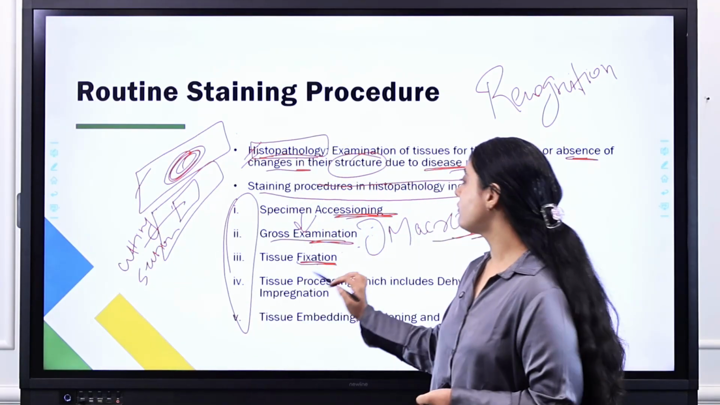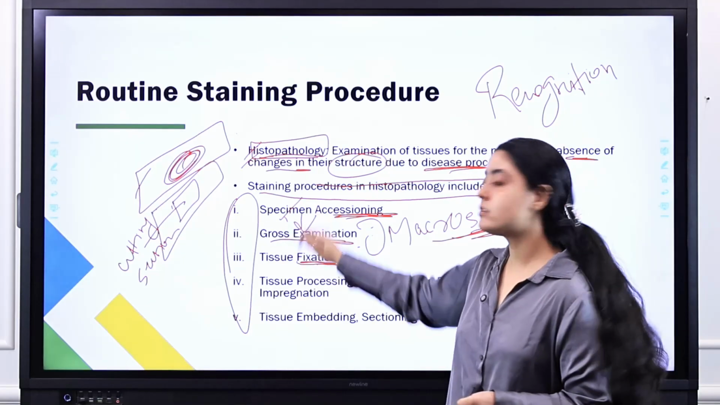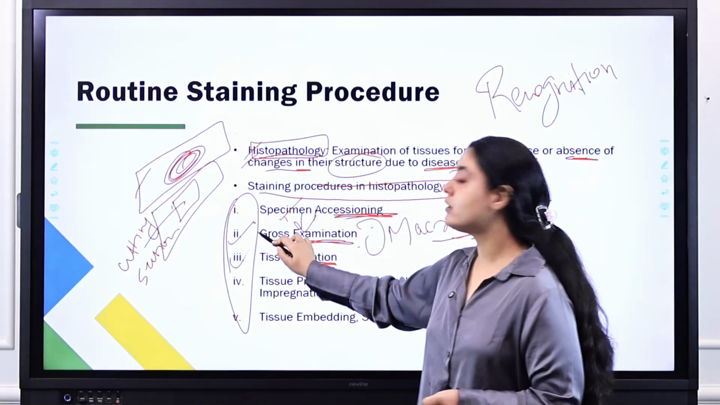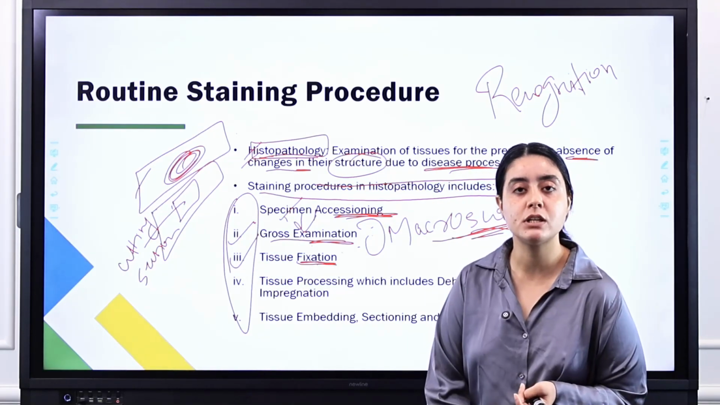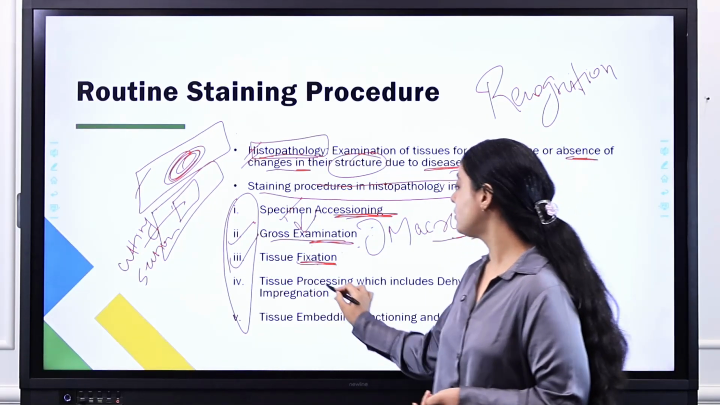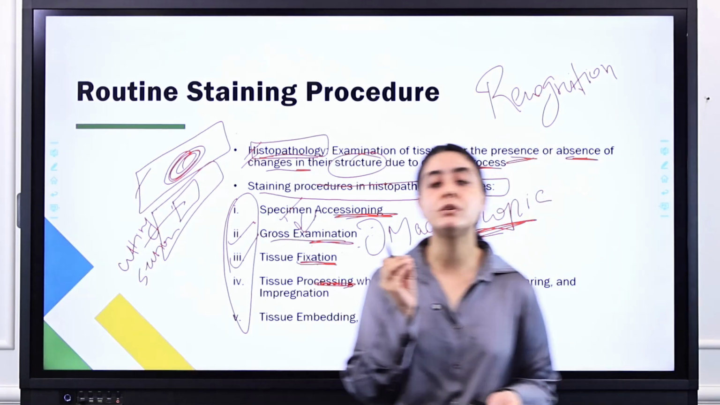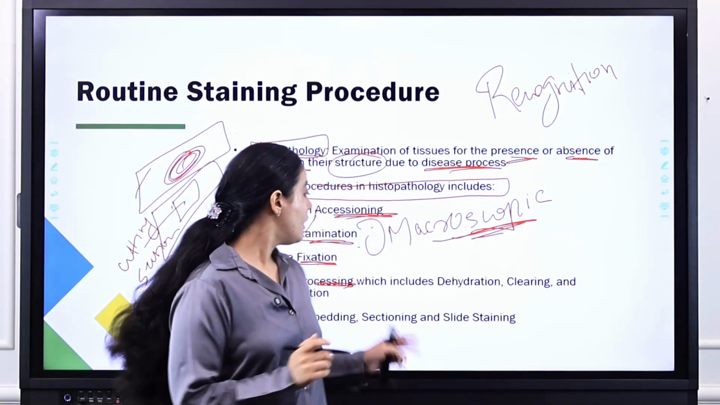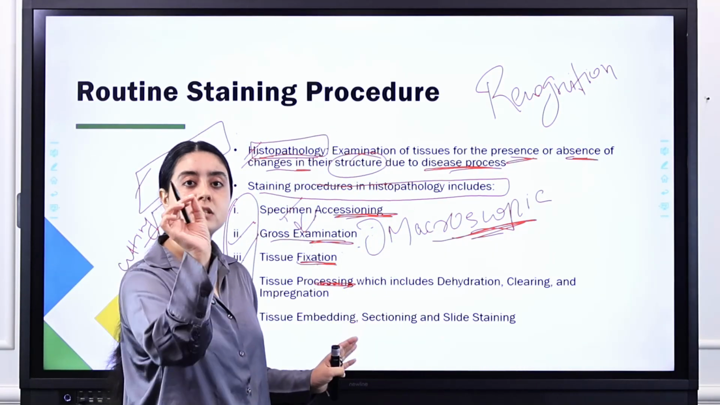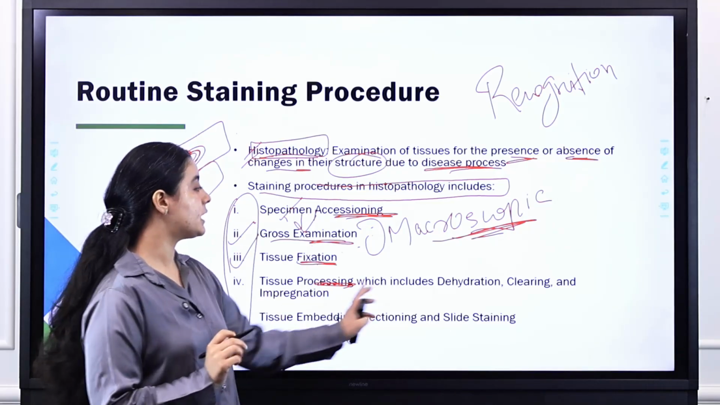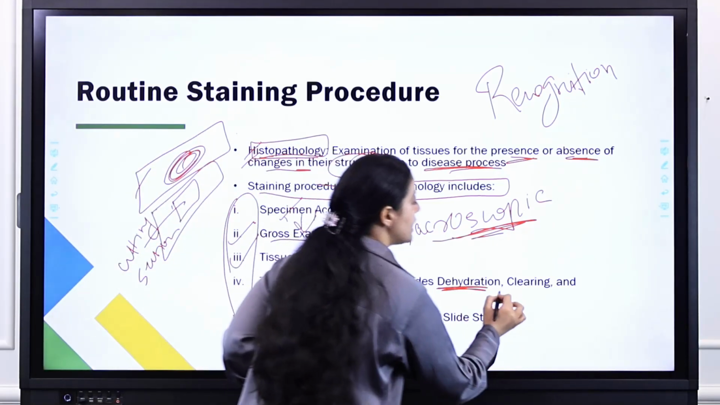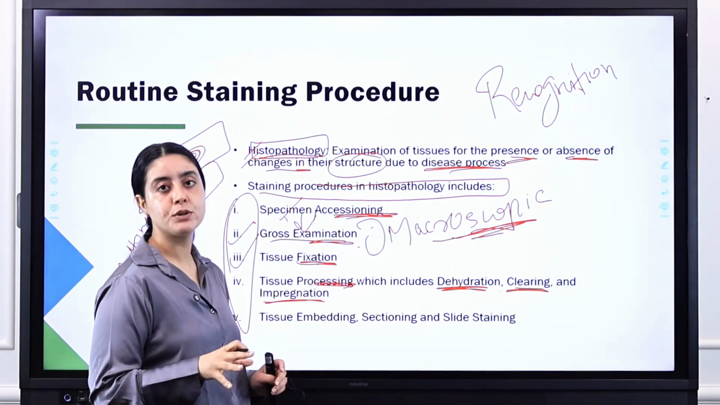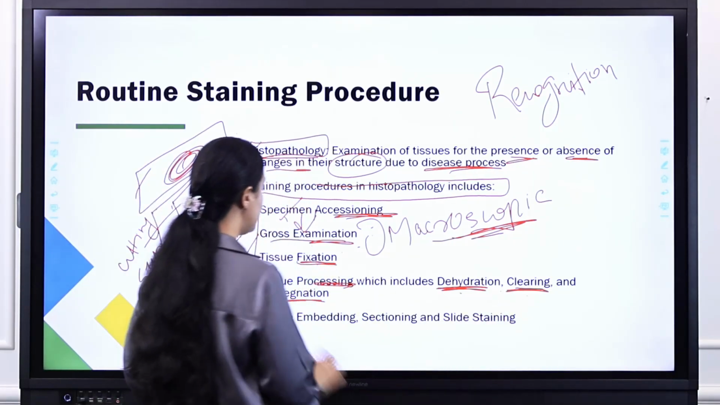Okay, so you have received the sample, you assess your sample, then you have done the gross examination, then you have done your tissue fixation. Now what will be the next step in histopathology? The next step is tissue processing. Now you have to process your tissue for the staining procedures in the histopathology lab. Processing includes certain steps again. So tissue processing includes dehydration, clearing and impregnation. There are certain steps included in tissue processing: dehydration, clearing and impregnation.